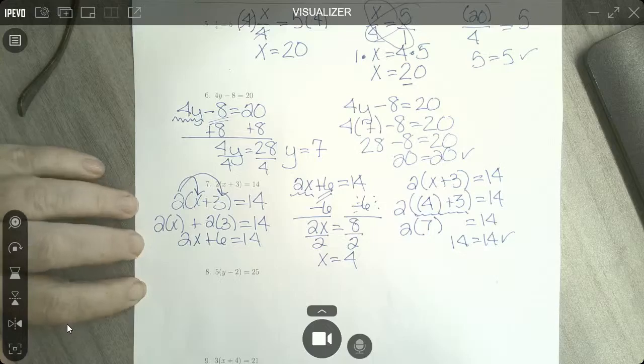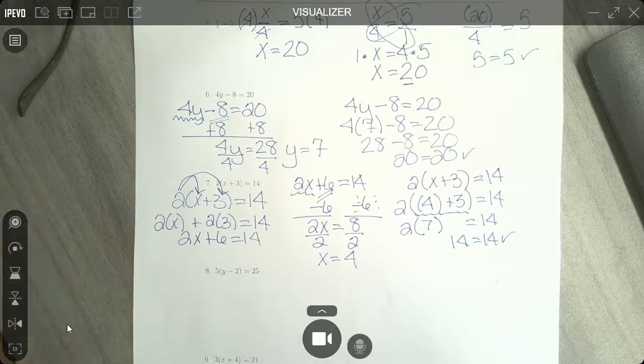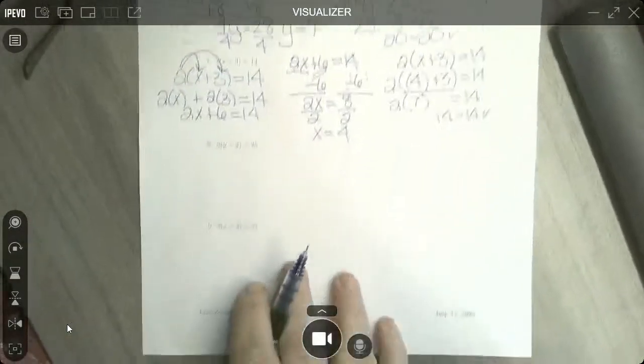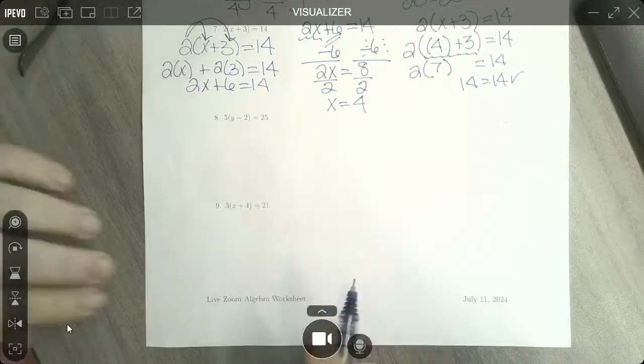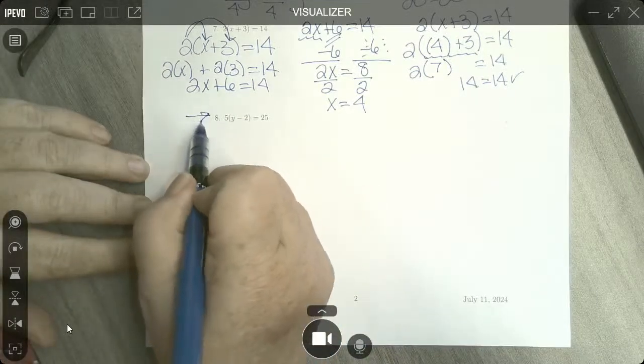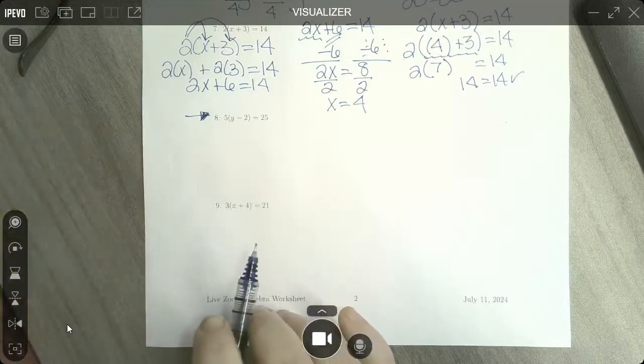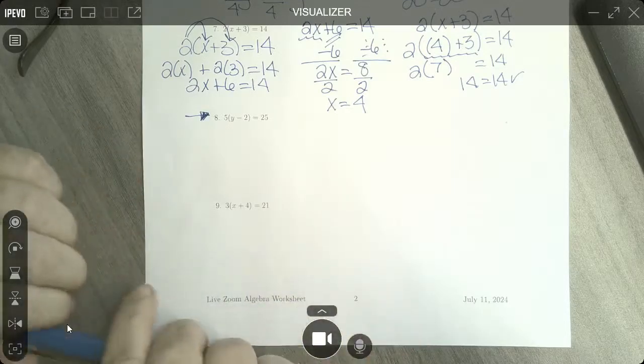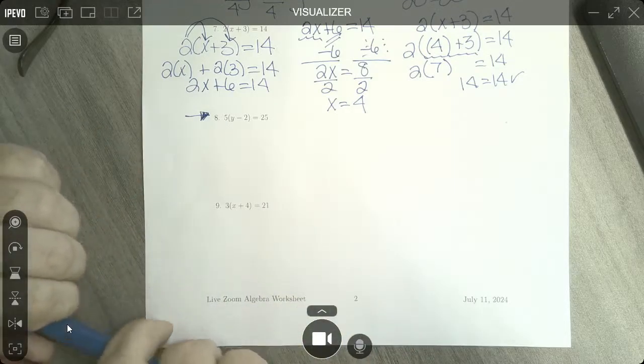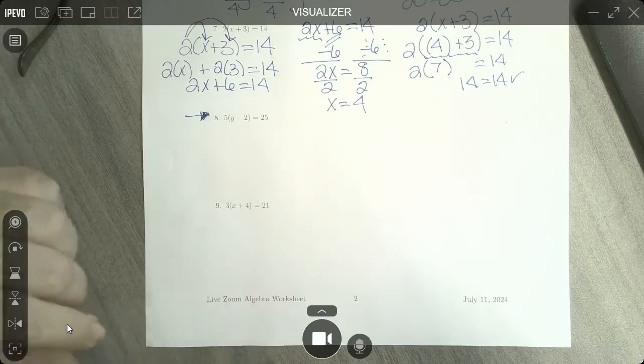All right. What I would like you to do, I'm going to move this a little bit. I would like you to try this one by yourself. So I'm going to give you a little bit of time. I'm going to check to see if I have any questions or comments in the comment section. And then when everybody says they're ready or close to ready, we're going to work it.